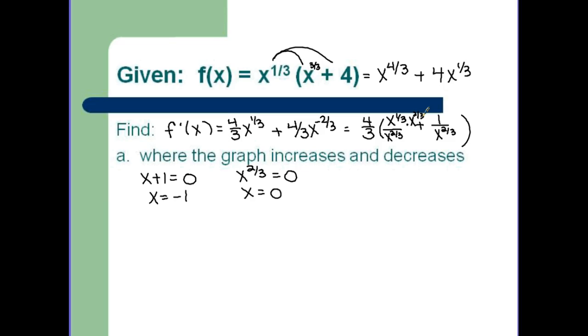Put them on your number line. Find the values around them. So if you plug in 1, up here, and anywhere really, 1 plus 1 is 2, times 1 to the 2/3 is 1, so this is all positive. Anything greater than 0 will be positive.